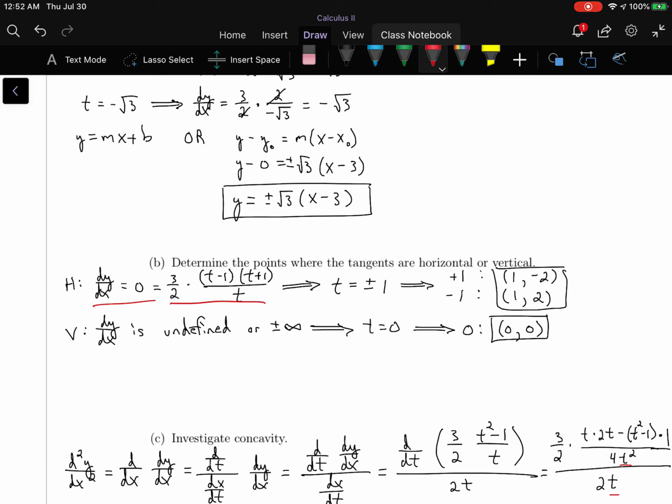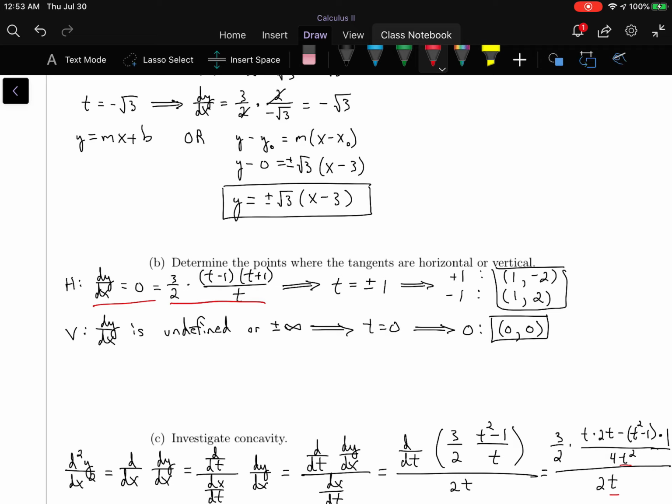You do the same thing when t is negative 1, and you end up getting x equals negative 1 squared, which is 1, and y equals negative 1 cubed minus 3 times negative 1, which is positive 2. And so your 2 points for horizontal tangents are (1, -2) and (1, 2).